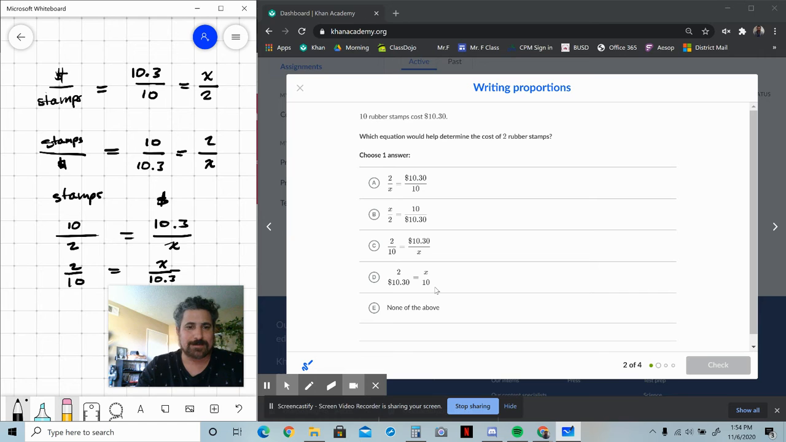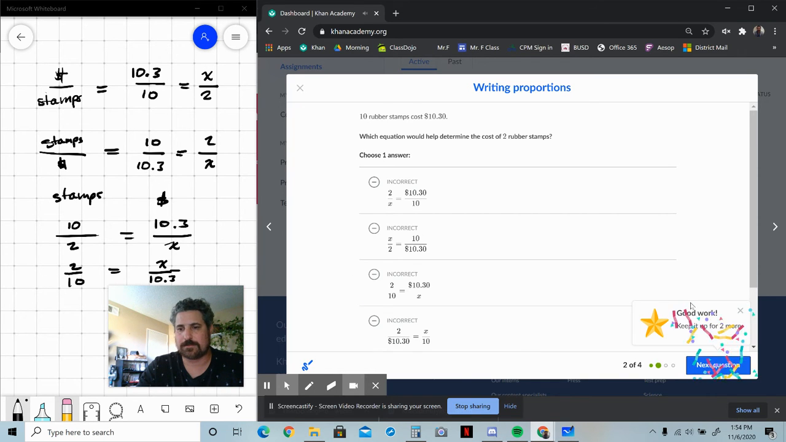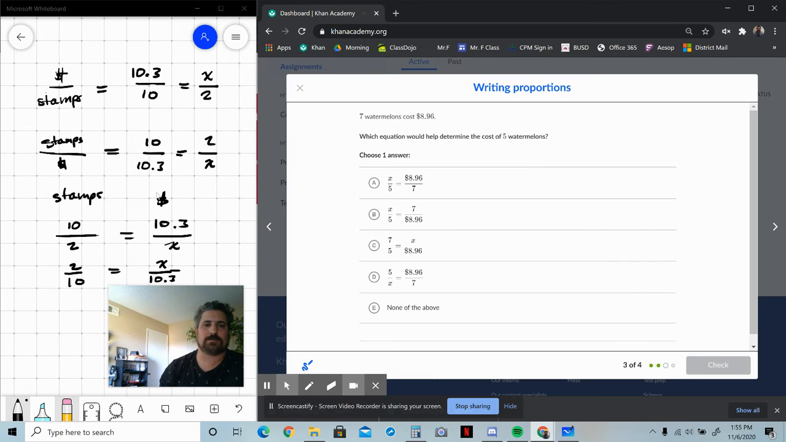I don't like any of these. I don't think any of these are good. I think these are the relationships you'd want to have. You could flip these left and right, but you still have these relationships, right? The 10.3 needs to correspond to the 10, and the X corresponds to the 2. So I don't think any of these are good. All right, next one. Let's try again.